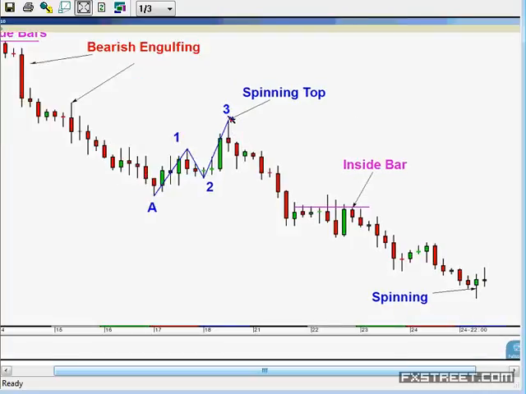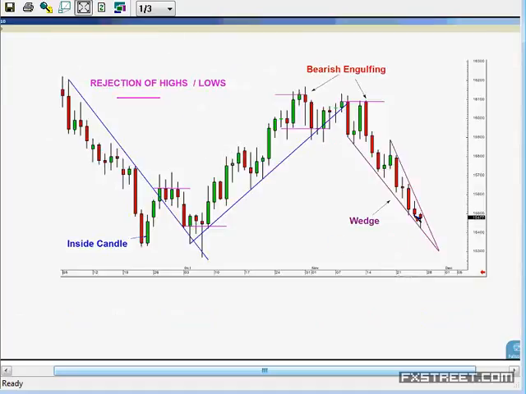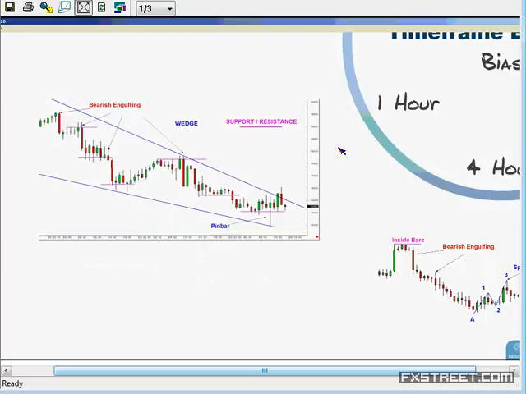around that high. So we get a spinning top, we move back down, area of resistance again, okay, inside bar, breaks lower, and then a spinning top at the bottom. Okay, actually engulfing there, which would make you aware of a possibility of a breakout of this wedge. Okay, 1 hour chart.